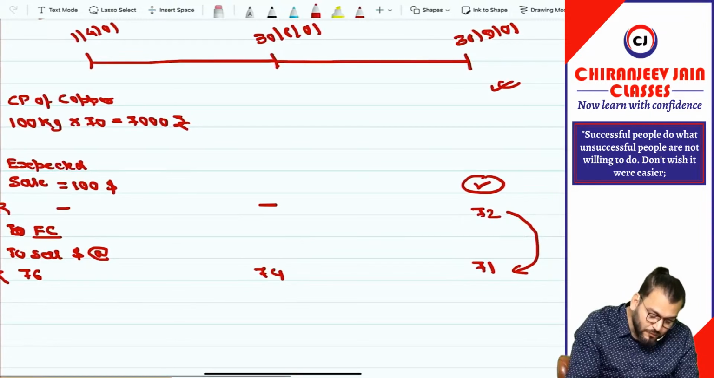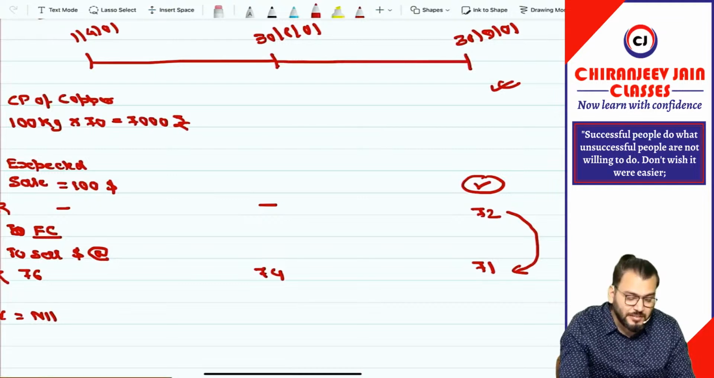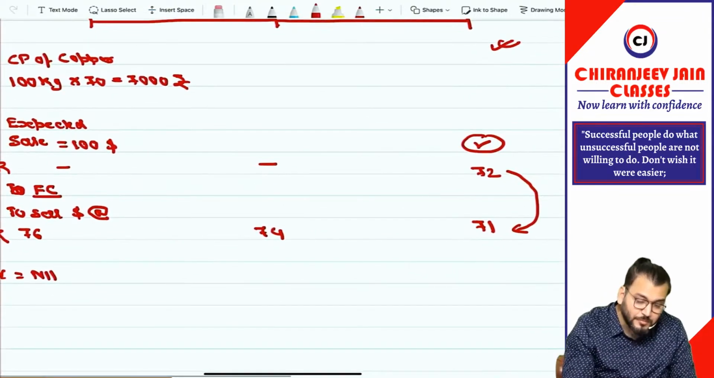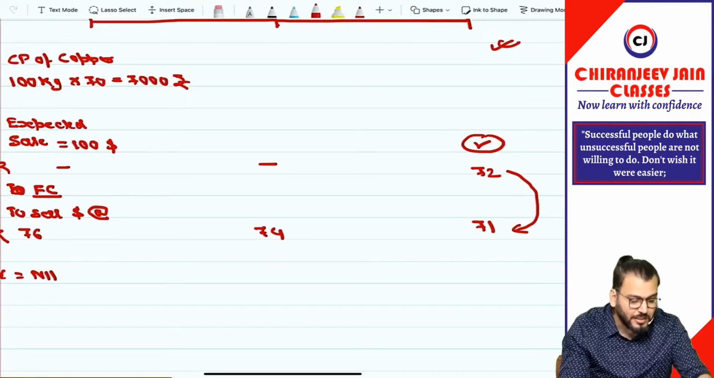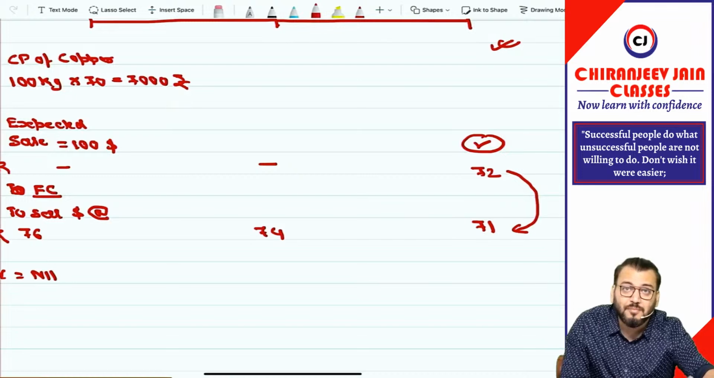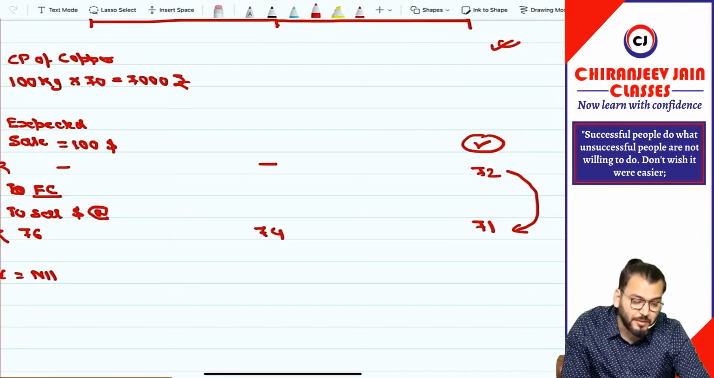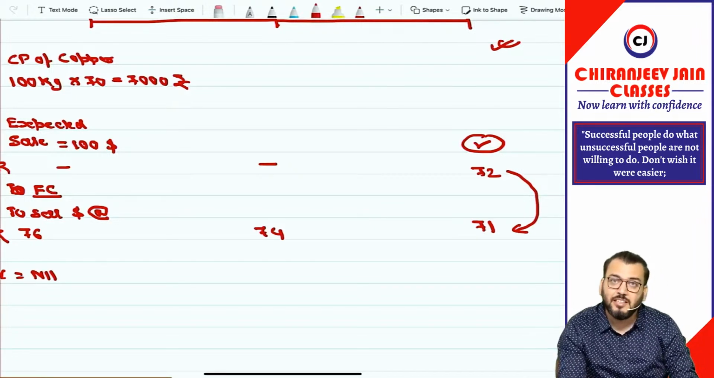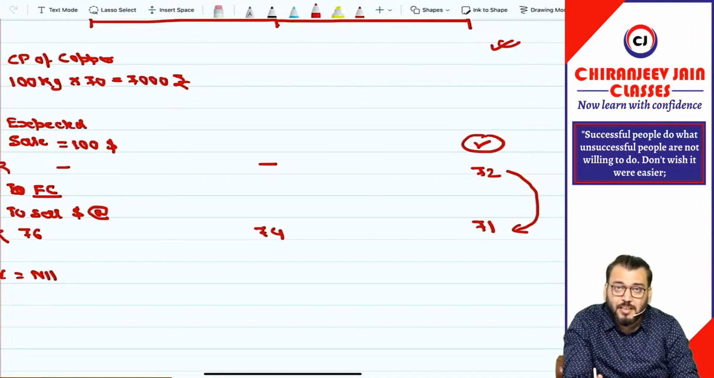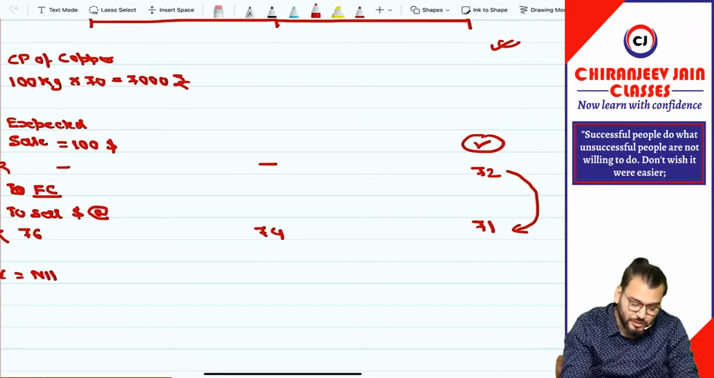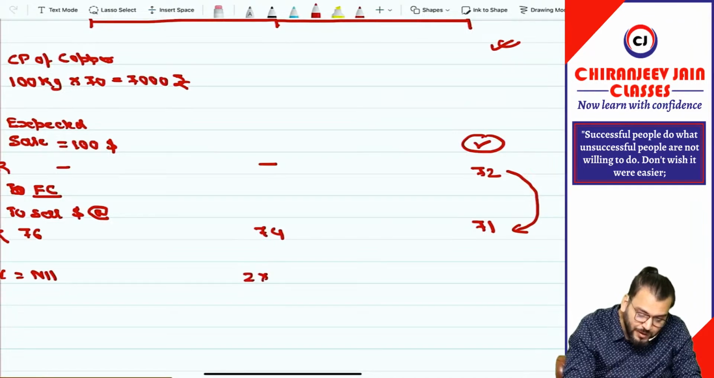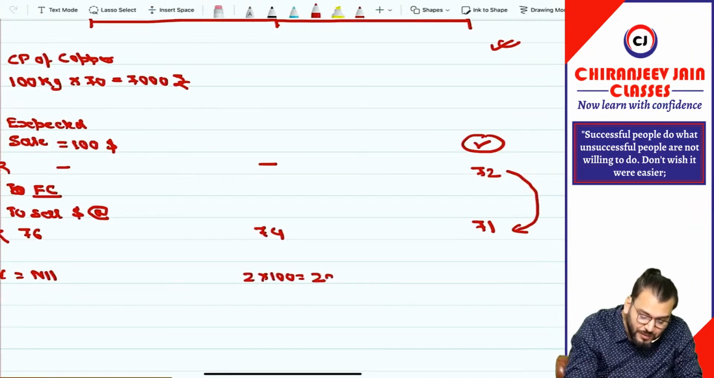So we need to find out the fair value of the forward contract. Initially it was nil. Then you can see 76 becomes 74. Correct? Yes. So is it a favorable or unfavorable situation? First we need to find out whether it is favorable or unfavorable. You say it is a favorable situation because we have entered into a forward contract to sell dollar at 76. Now it becomes 74, and we can still sell at 76. So favorable situation. You can see 2 into 100, it becomes 200 fair value.